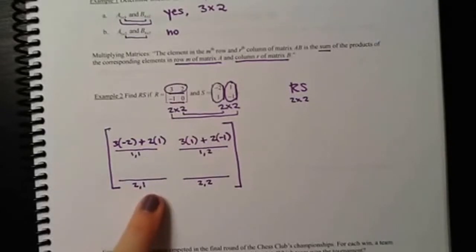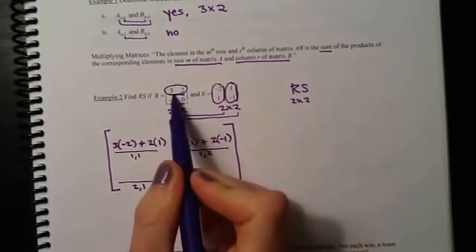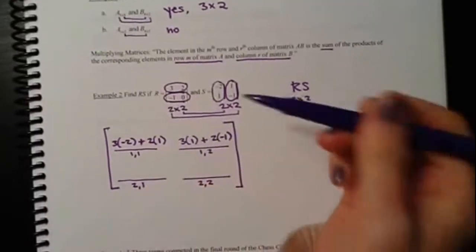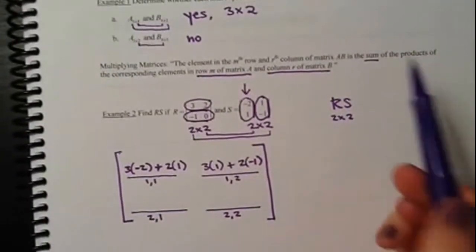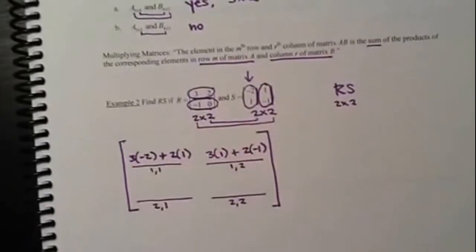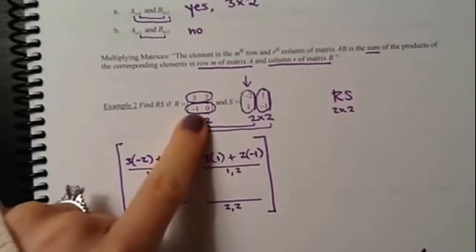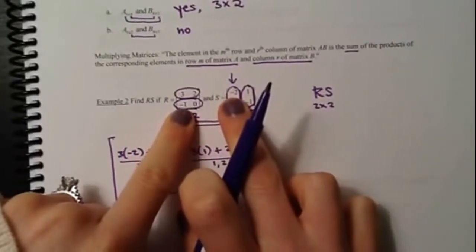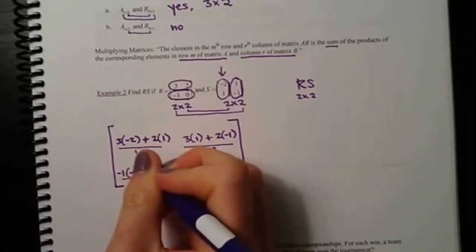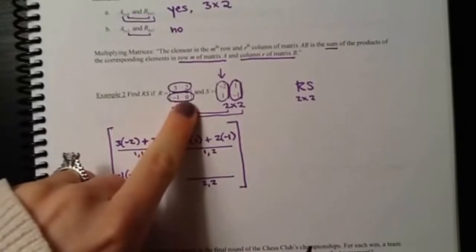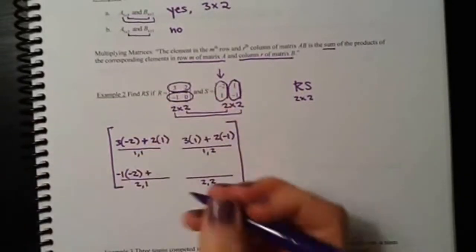Now we're in row 2, column 1. So I use row 2 in the first matrix, column 1 in the second matrix. And I'm going to take the sum of the products of the corresponding elements. So -1 lines up with -2, so I take the product of those. And then add that to 0 times 1.